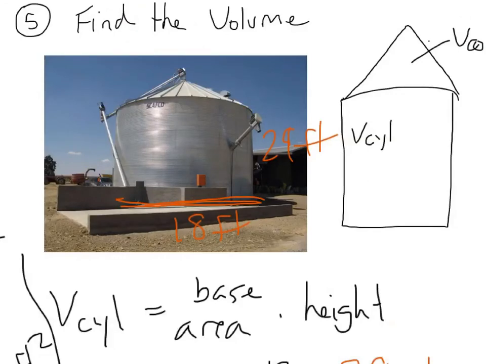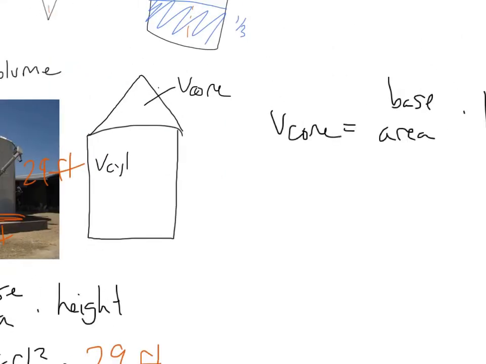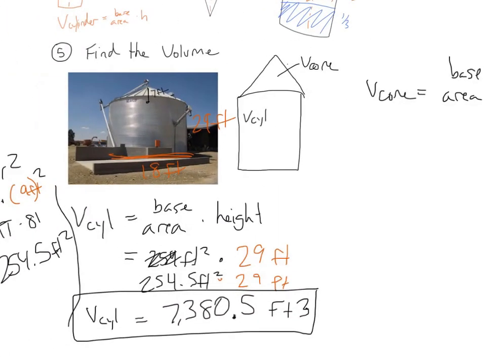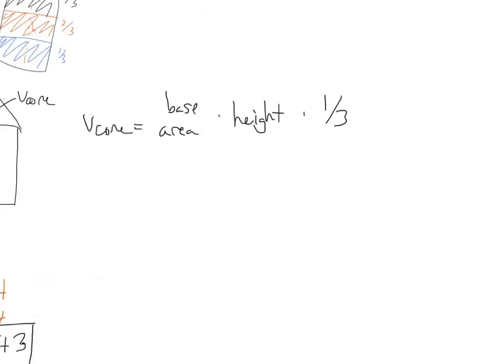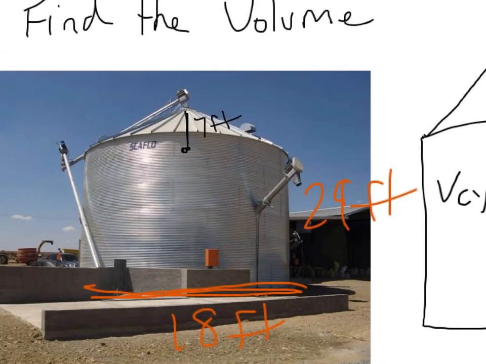Well, let's see. We need some dimensions here. Let's say that the height of this cone is 7 feet. From the internal height, which would start right about there and go up to there, that's 7 feet. The base area is going to be the same base we used for the cylinder, and we already found that the base area of that cylinder was 254.5 feet squared. Times the height, which we said was 7 feet right there.